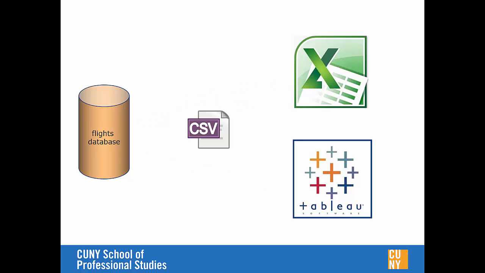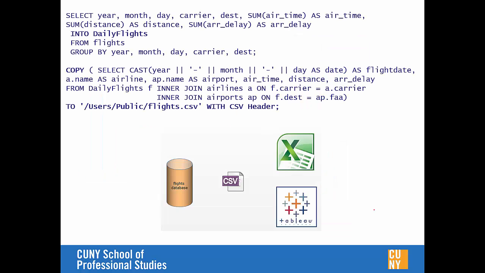To do this, you can pull it directly into your reporting tools using an ODBC driver, for example. But our typical architecture is going to be where we first put the information into a CSV file, and from there we'll load it into our reporting tool of choice. And here is some sample code where we take the information, we choose to aggregate our flights data into a daily flights table, and then we combine that with some information from airlines and airports and make a CSV out of that and report on it.